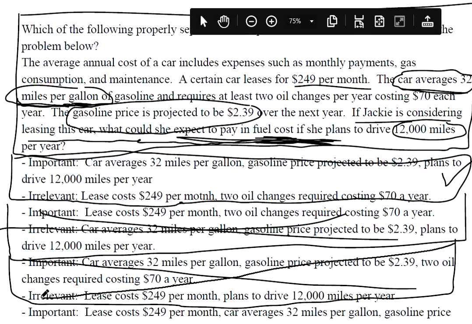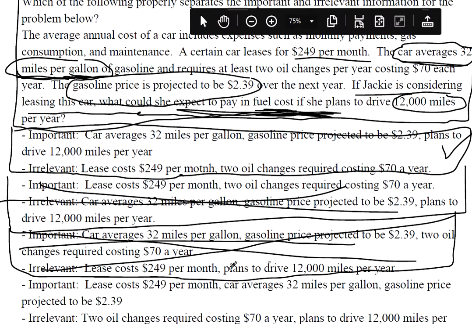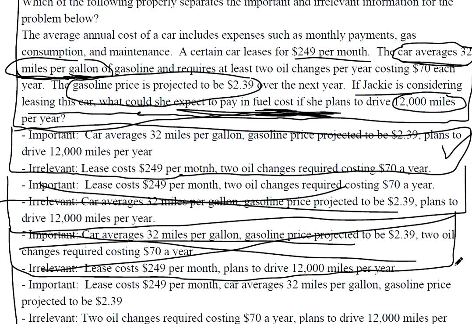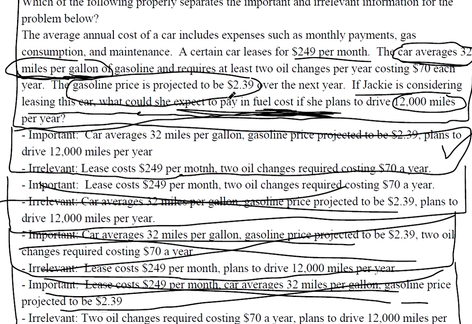That helps us calculate the general cost of the car, which is not what we're asked to do. We're asked to calculate the cost of the fuel. And the last one includes $249 a month, same reason for that one being out. We don't care how much it leases for because our goal is the fuel cost. So the first option was the only one there.